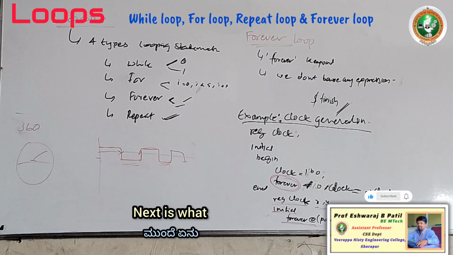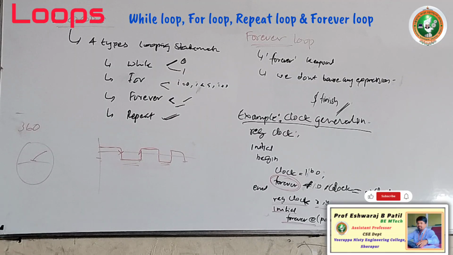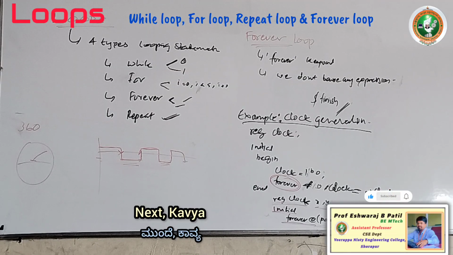Bhimrai, okay. Next is what? Indubai is there. Next, Kavya. Kavya Yam, okay. 34 hours.